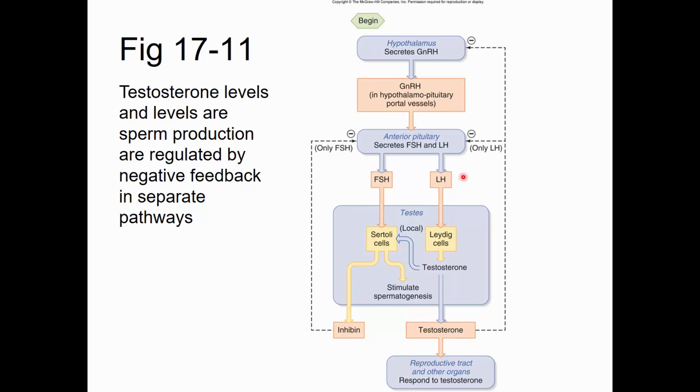Now there's another negative feedback mechanism going on here. So the anterior pituitary makes LH, luteinizing hormone, that binds to receptors in the Leydig cells, and the Leydig cells produce testosterone. Some of the testosterone is required in the testes because testosterone is needed to make sperm too.